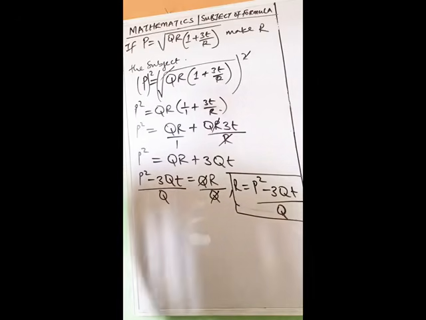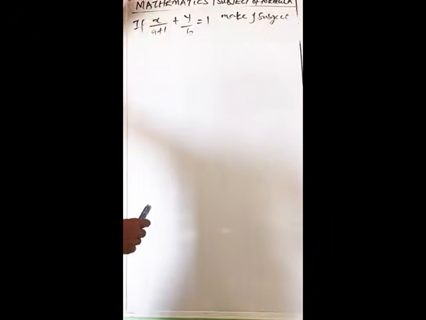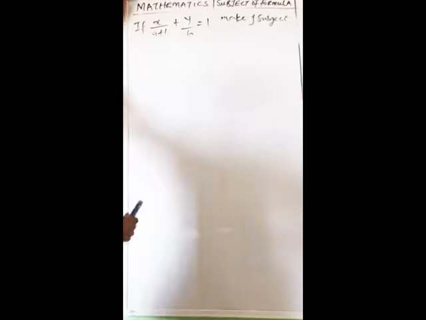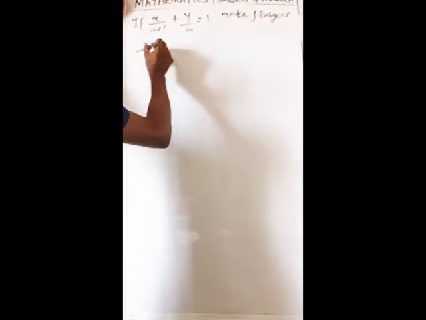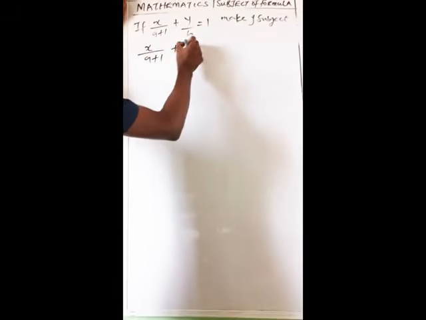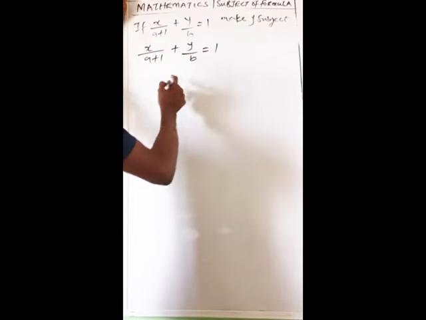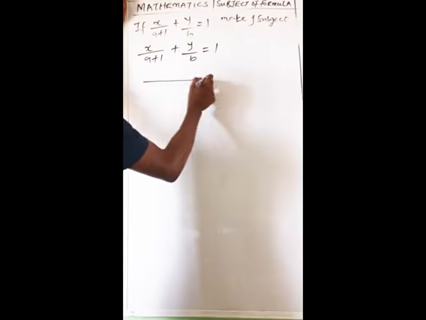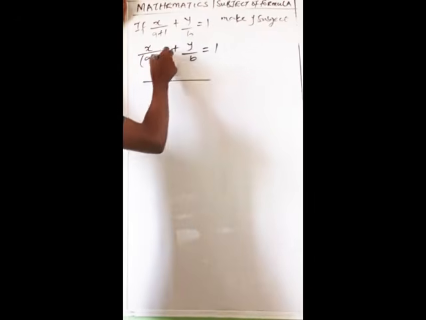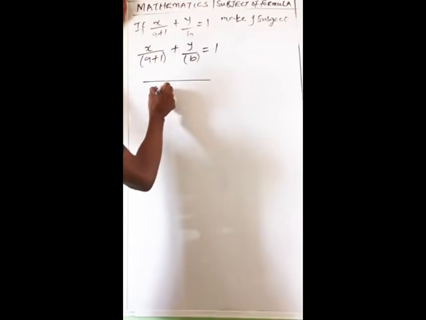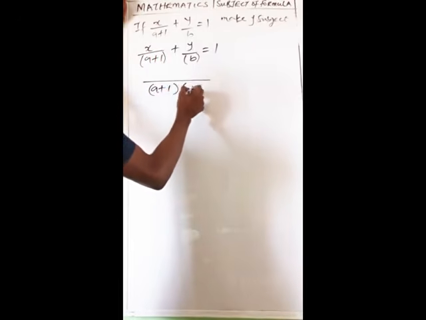So that's the answer. Let's look at another example. Now this question says, if x over a plus 1 plus y over b equals 1, make y the subject. So we are asked to make y the subject of formula. X over a plus 1 plus y over b equals 1. We find the LCM. That's the first thing to do. LCM is going to be this multiplied by this. So we are going to have a plus 1 brackets b.